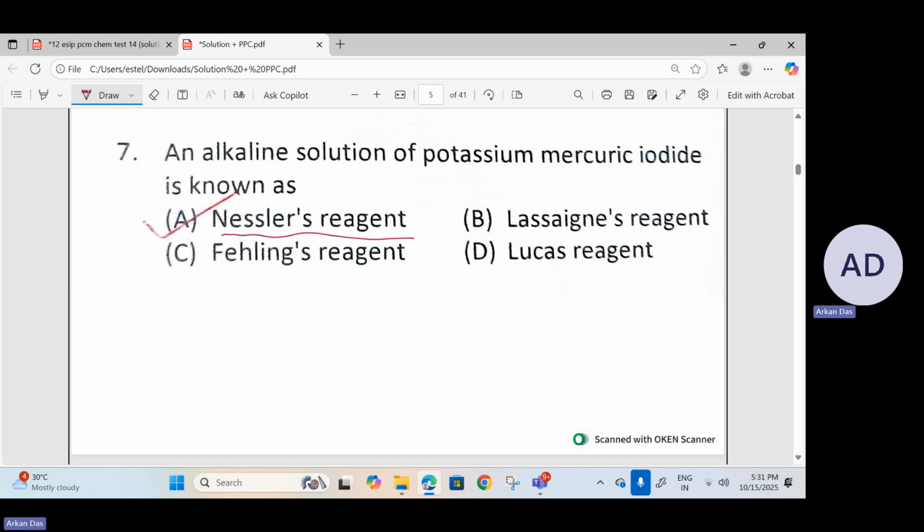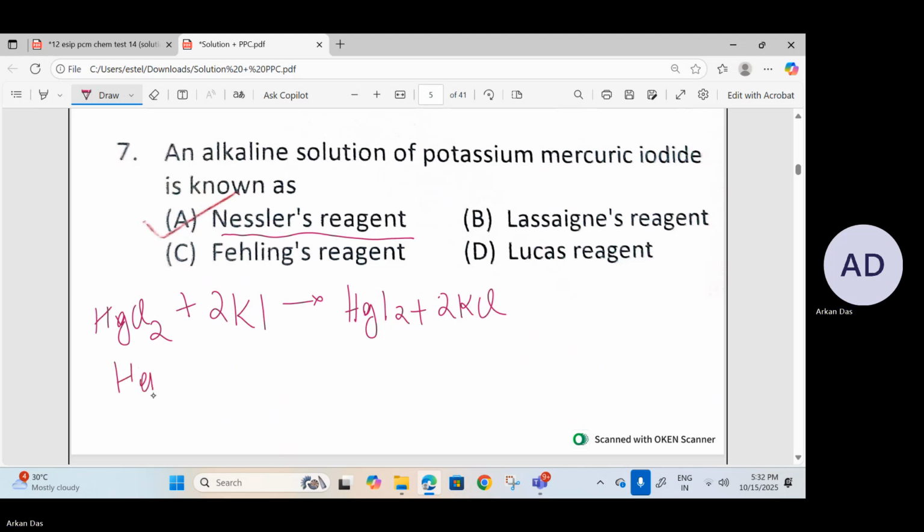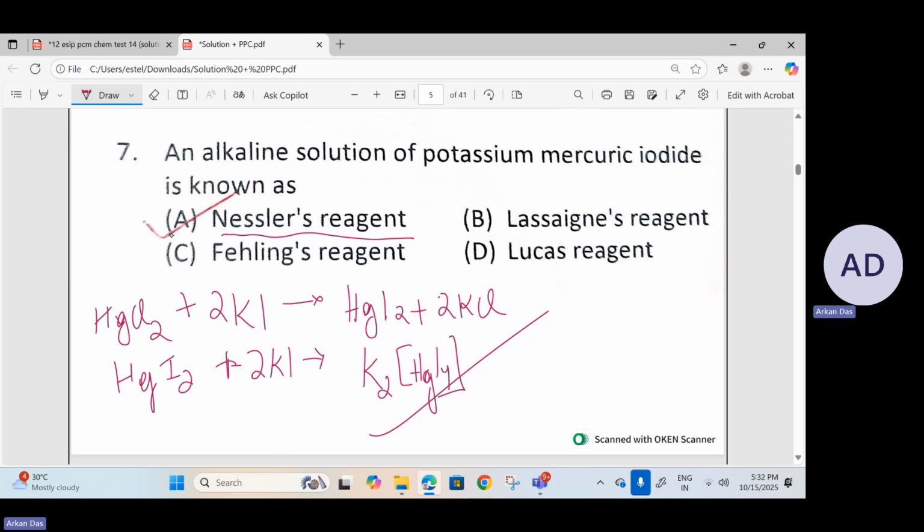The formula is HgCl2 plus 2KI, giving me how much? Gives me HgI2 plus 2KCl, right? I think all of you have seen this. And again, if you take this HgI2 and you react it with 2KI, what you are going to get? You are going to get K2HgI4. That is our Nessler's reagent, right? So this is our Nessler's reagent and this is our answer, Nessler's reagent.